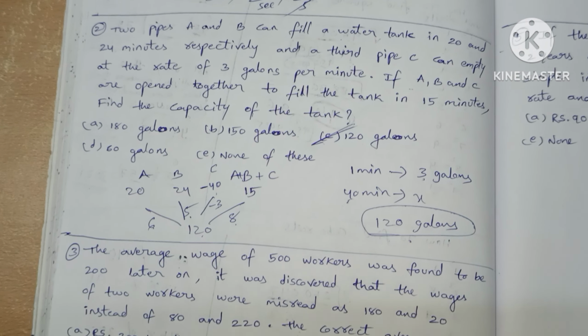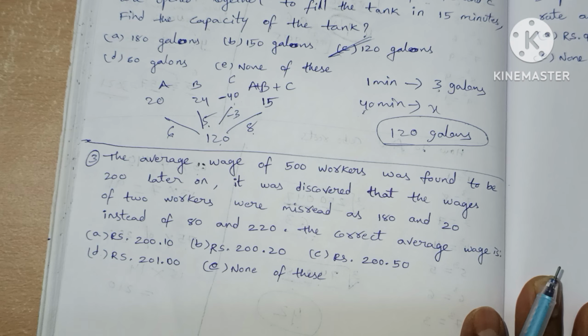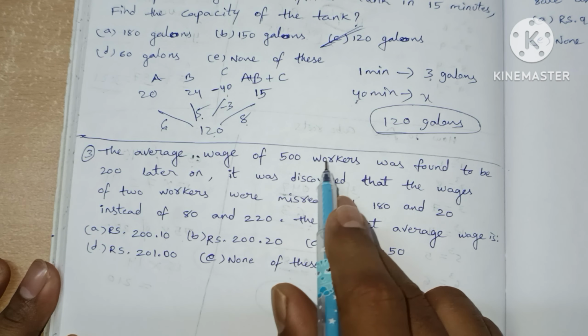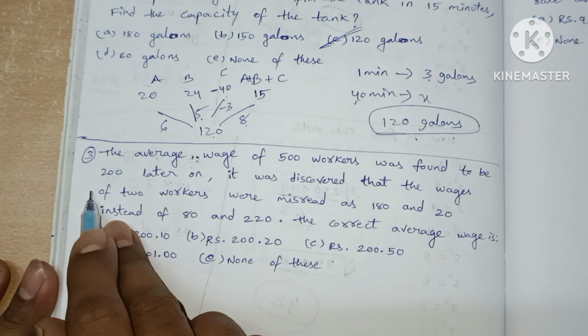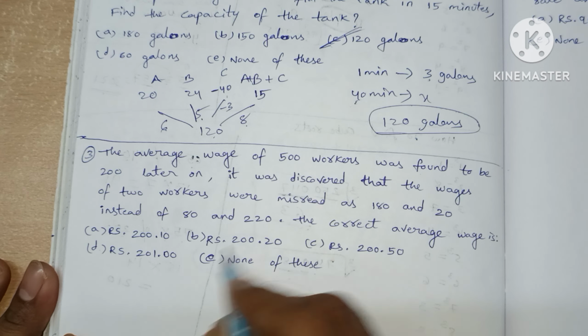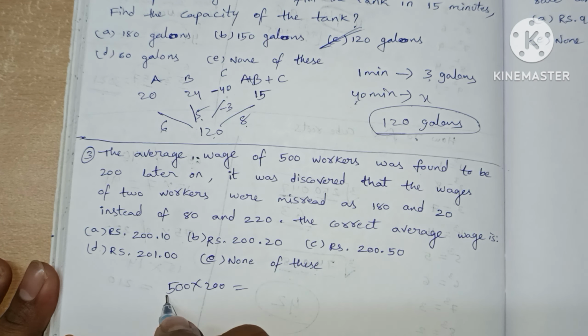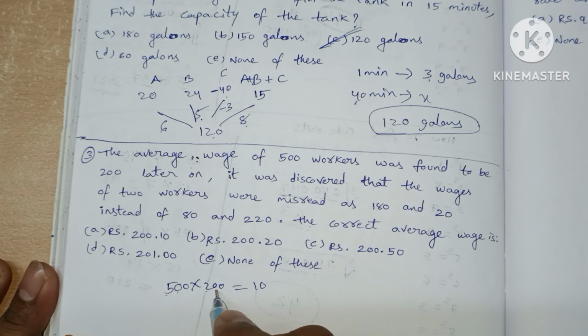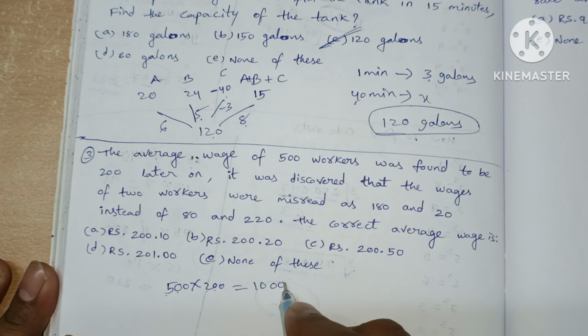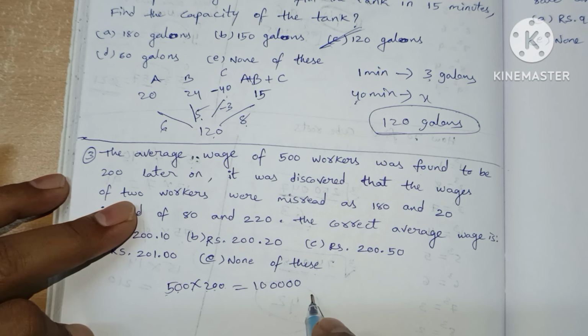Now moving on to question number 3. The average wage of 500 workers was found to be 200. So the total will be 500 into 200, which is 100000. This is the total wage.